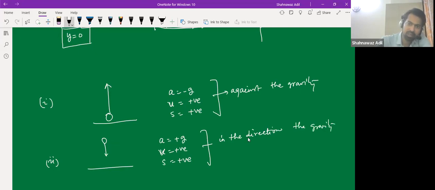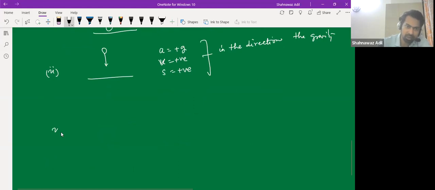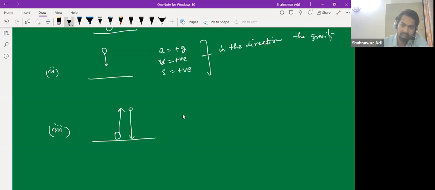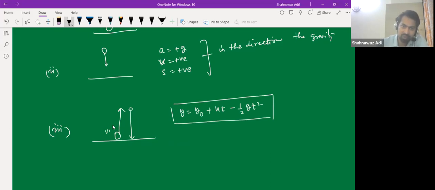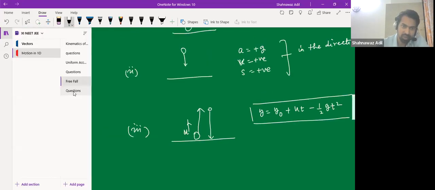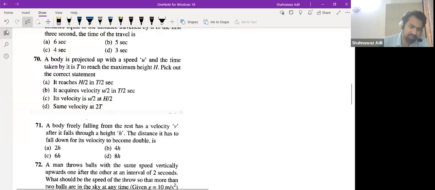And the third case that I talked about was that the object is thrown upwards and then it came back. So in that case, we have to use this one: y equals y naught plus ut and then minus half gt squared. This thing I talked about, because v was upward. So these are three things we have to just remember in free fall. Right? Okay, let us come back to solve these questions.